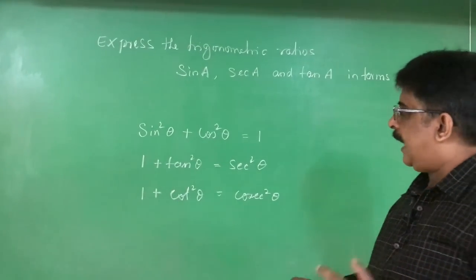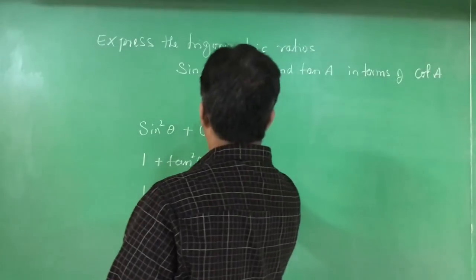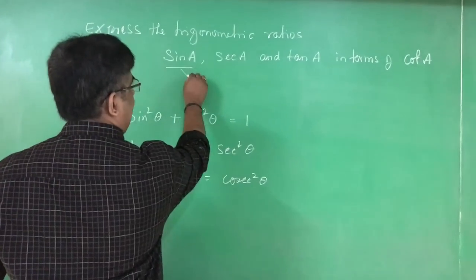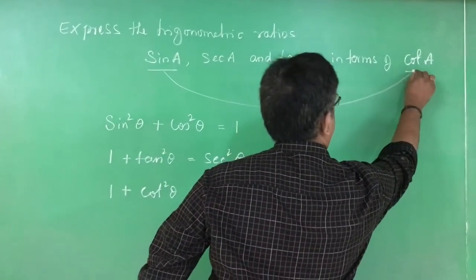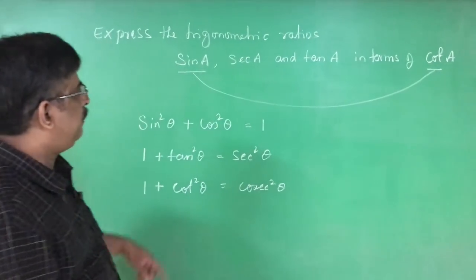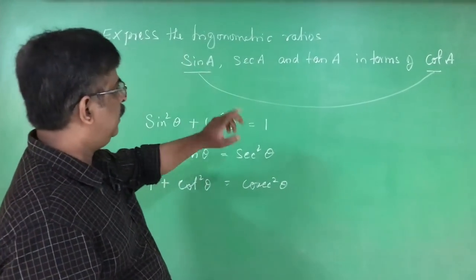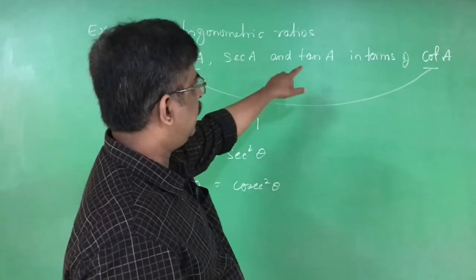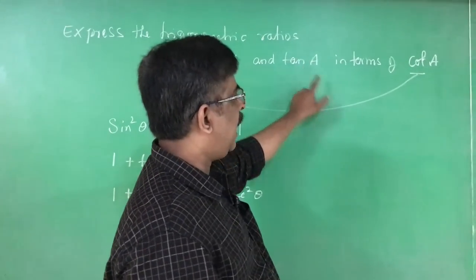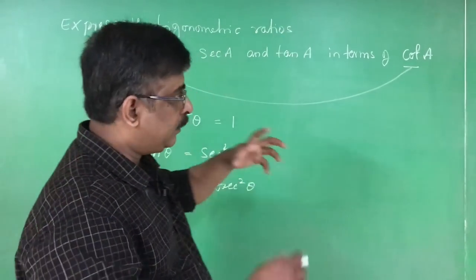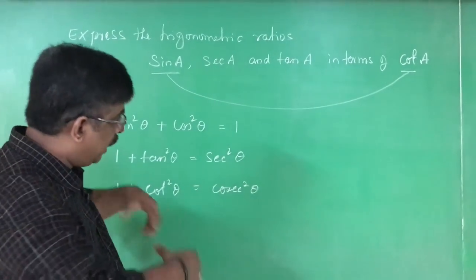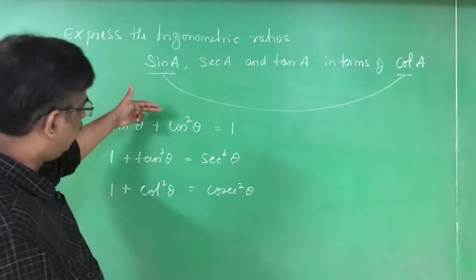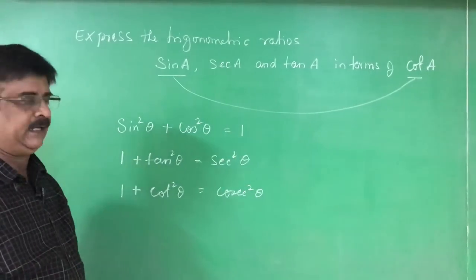See, what they are asking is, you have to find a relationship between sine and cot. The second problem is secant and cot. And third one is tan and cot. We have to develop a relation. Now we have to prove. We have to develop new identities using these 3 basic identities.